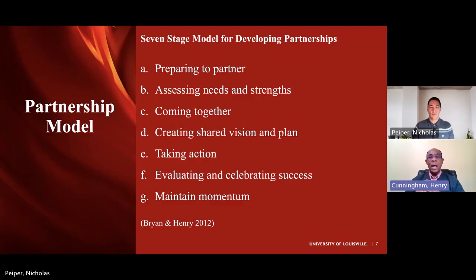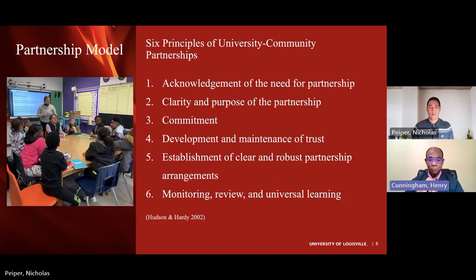Okay. As we move to the next slide, I want to talk about Hudson and Hardy's research. And they talk about 6 principles of university community partnerships. And principles is, can we call them like, successful elements or whatever. Again, different people call it different names. But what we are trying to show you here is that there's similarities among all these different concepts, these models, so to speak, that different researchers have come up with. And they provided 6 principles.